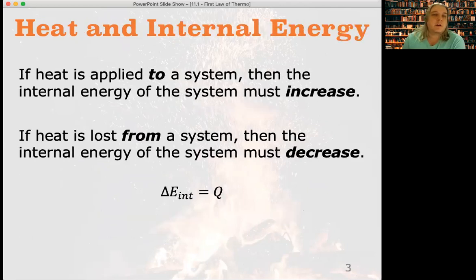So what happens to internal energy? We already talked about this as well. If we apply heat to a system, then the internal energy of the system must increase. If heat is lost from a system, then the internal energy of the system must decrease. Now by convention, we call heat positive for this gain. So if heat applied to a system is positive, and the internal energy is going up, then they are positively correlated. So we get the change in internal energy is equal to Q. If we have heat lost, it's a negative Q, and so delta E int would be negative, so it still works that way.